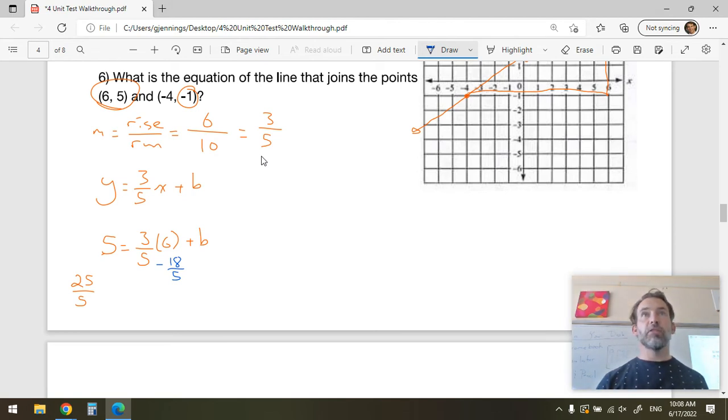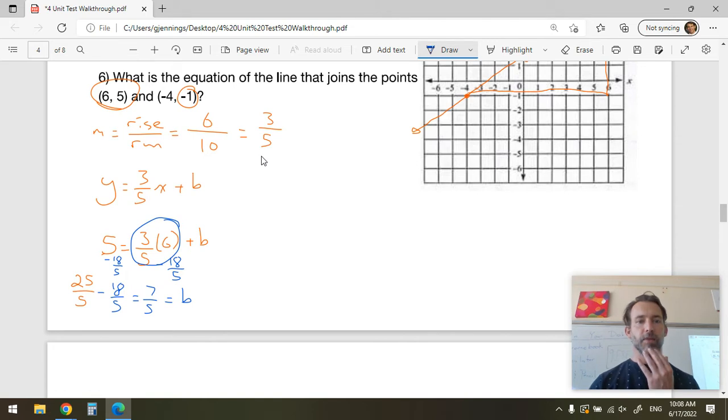5 times 1 is 5. So this is 18 over 5. I subtract that from both sides. I make 5 with a common denominator. 25 minus 18 over 5 is equal to, well, 25 minus 18 is 7 over 5. So that's 7 over 5, and that's equal to b. B is alone over there. So b is equal to 7 over 5. So I know my line is y is equal to 3 over 5x plus 7 over 5.